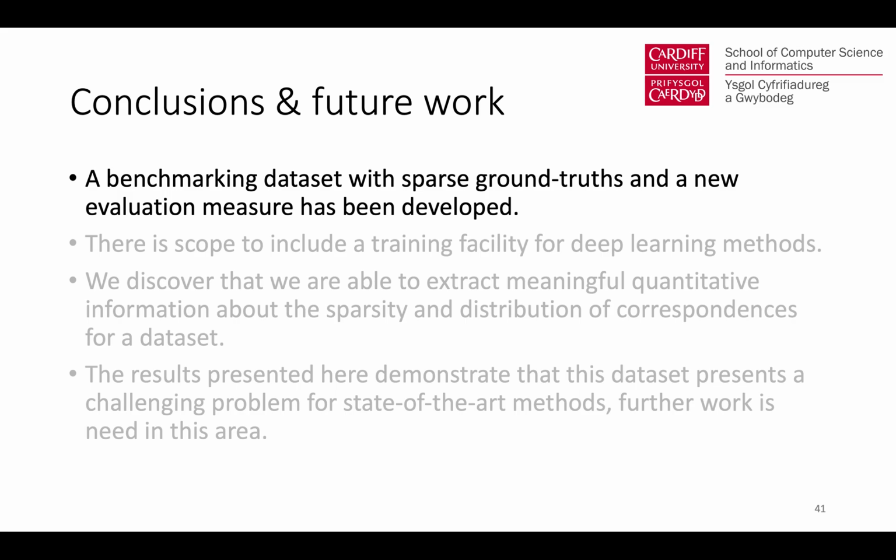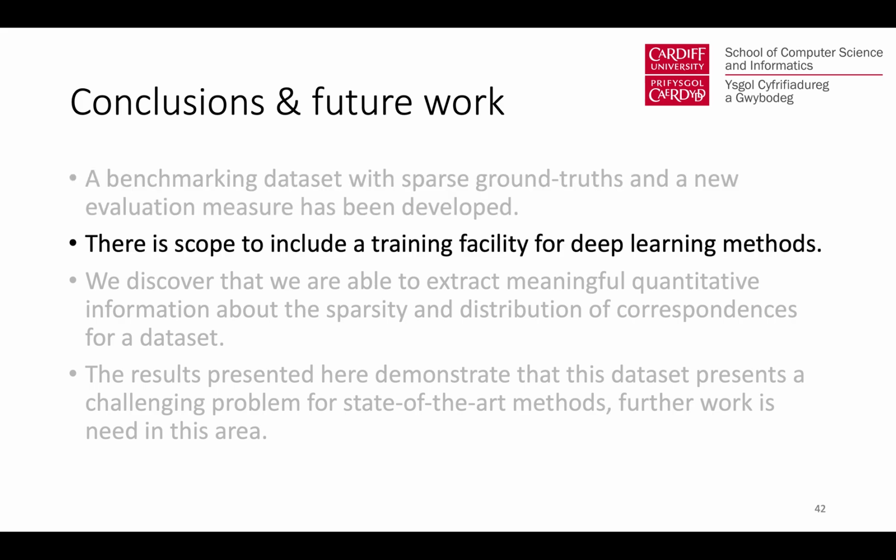As conclusions, we propose a benchmark dataset with sparse ground truth and a new ground truth based on a set of quadrupeds. This dataset involves large non-isometric deformations, and we also propose a new evaluation measure, coverage, that helps better understand how different methods perform in terms of shape correspondence. There's scope to include a training facility for deep learning based methods. Obviously, these methods require a large amount of training data.